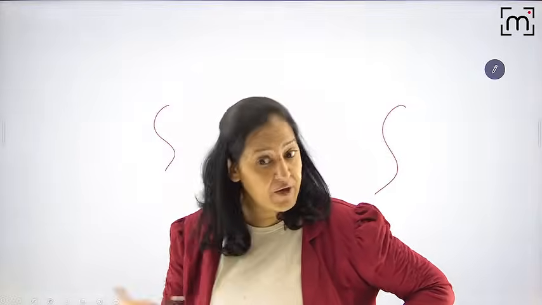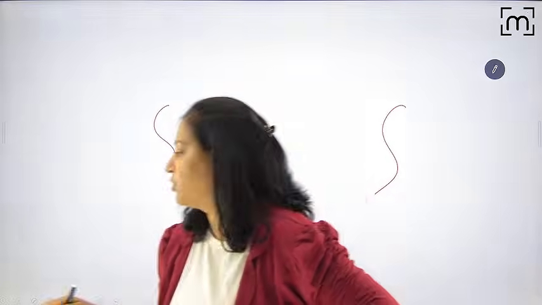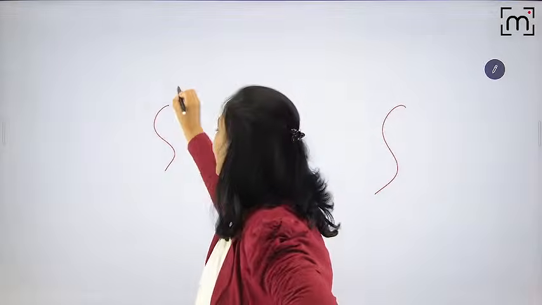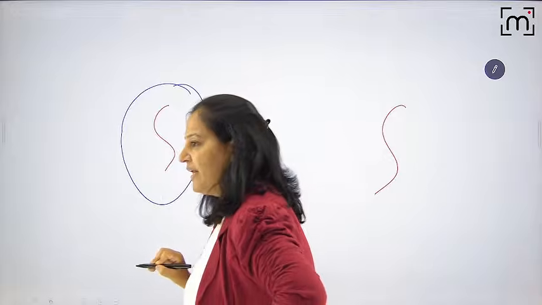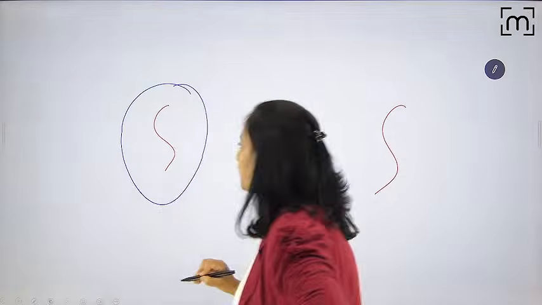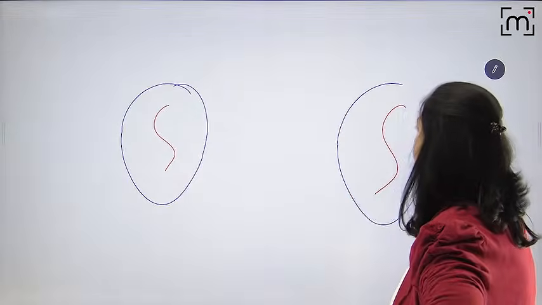I'm using the word or, not and. It contains either DNA or RNA, never both. Never both, mind it. It is covered by a protein covering. The protein covering is known as capsid.